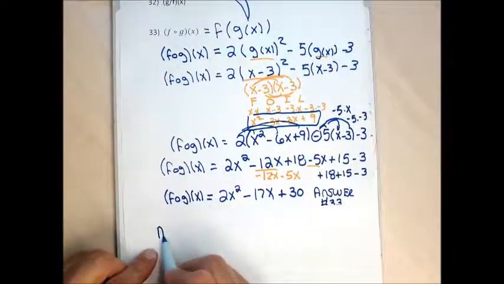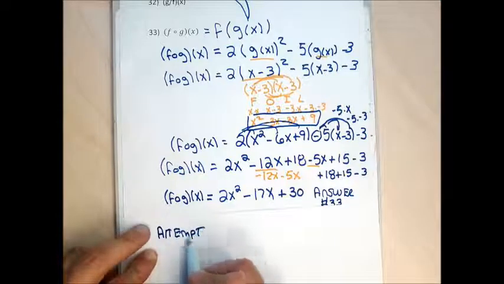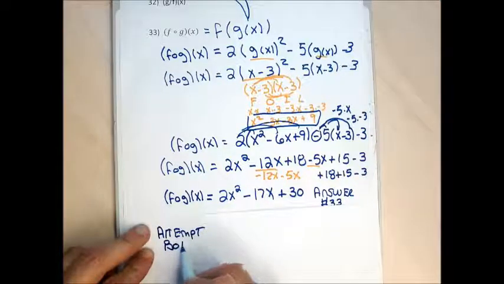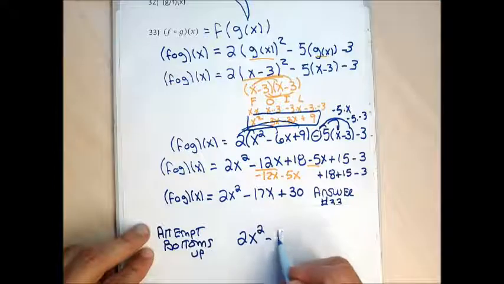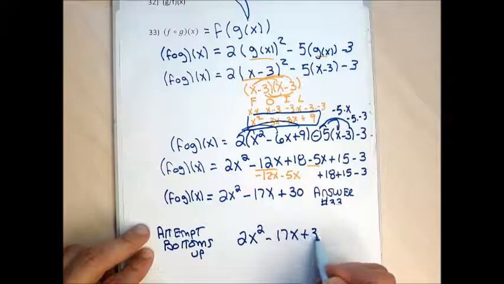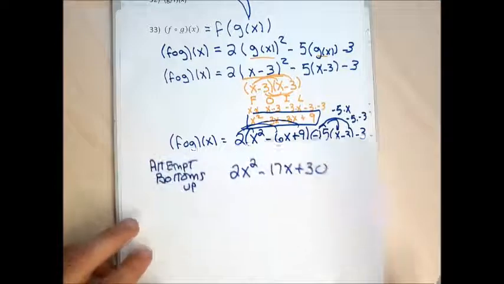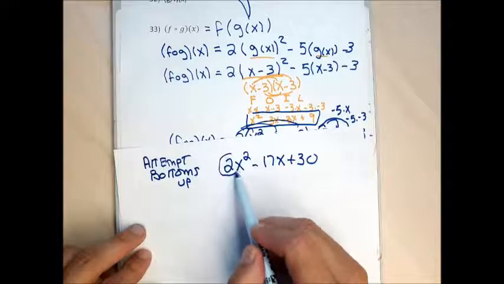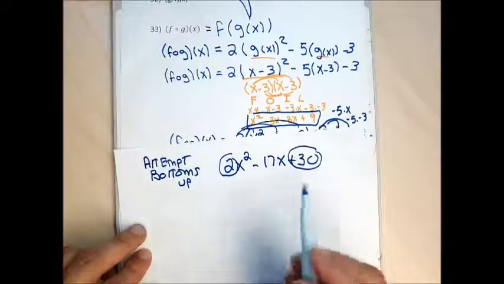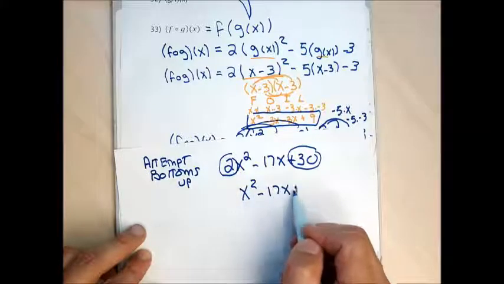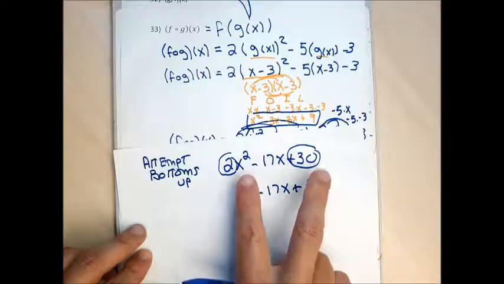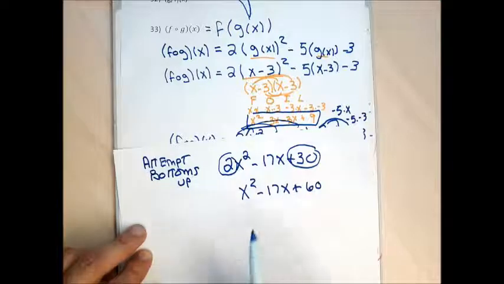So I'm going to attempt to bottoms up factor 2x squared minus 17x plus 30. First step in bottoms up factoring is to multiply and rewrite. I'm going to multiply this 2 and that 30 and get x squared minus 17x plus 60, because 2 times 30 is 60. Now I'm going to factor this.